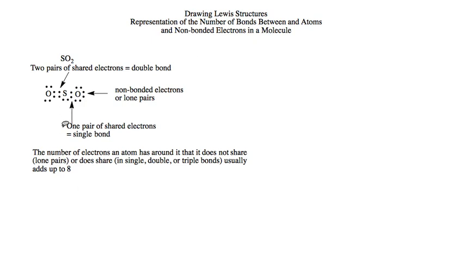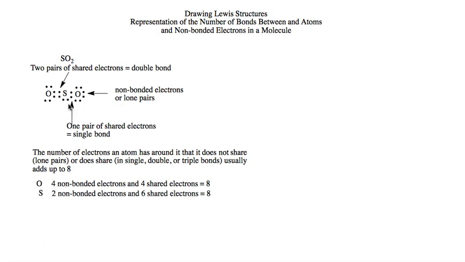So for instance, in this molecule, if we look at the oxygen on the left, this oxygen has 4 non-bonded electrons, 1, 2, 3, 4, and 4 shared electrons in the 2 bonds it forms, 1, 2, 3, 4, and that adds up to 8. If we look at the sulfur, it has 2 non-bonded electrons, 1, 2, and then a total of 3 bonds, 2 bonds on the left, 1 bond on the right. Each bond contains 2 electrons, that's 6 shared electrons for a total of 8. And I could do the same thing for the oxygen on the right. It would have 2 shared electrons and 6 unshared electrons, again, for a total of 8.